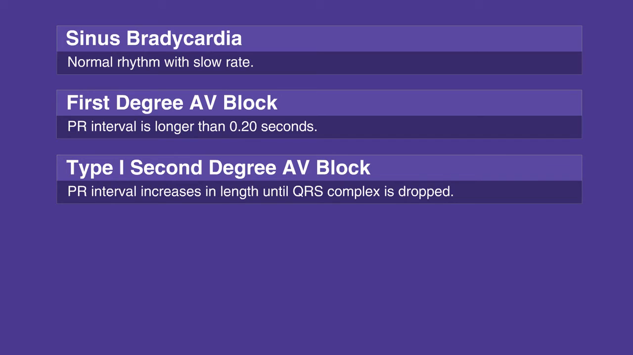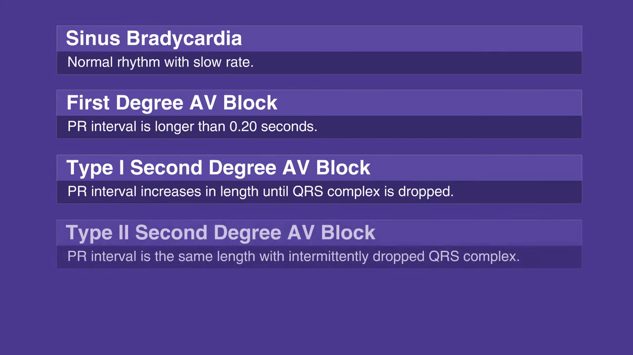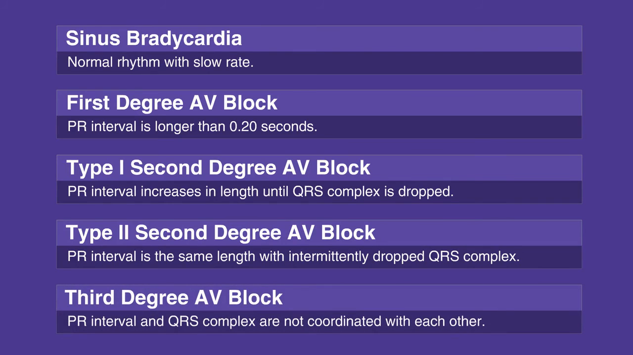Type 2 second degree AV block, or Mobitz 2: PR interval is the same length with intermittently dropped QRS complex. Third degree AV block, or complete: PR interval and QRS complex are not coordinated with each other.